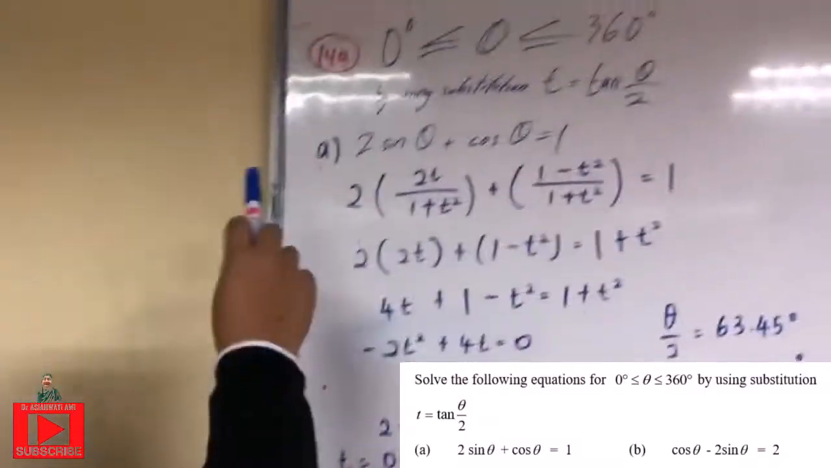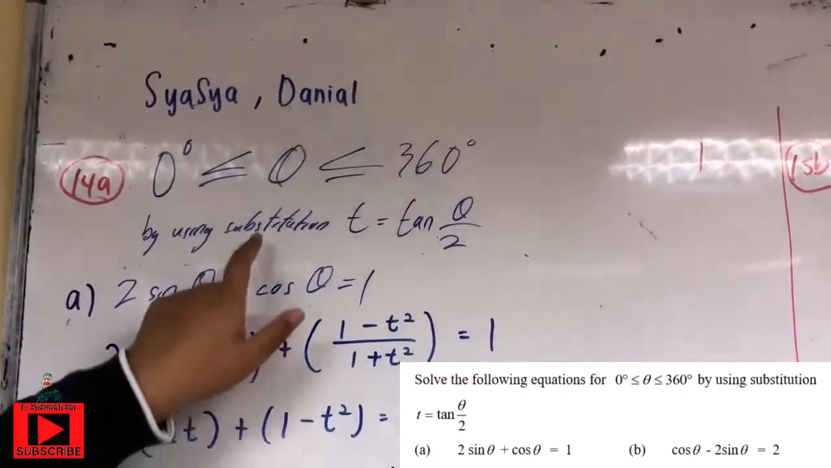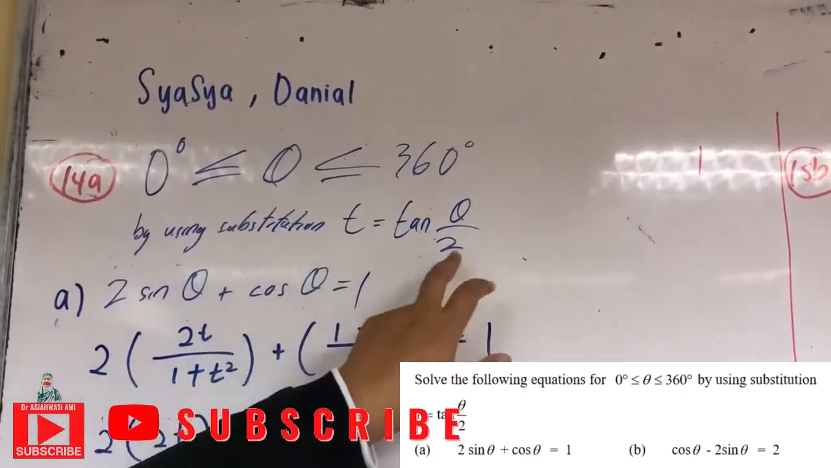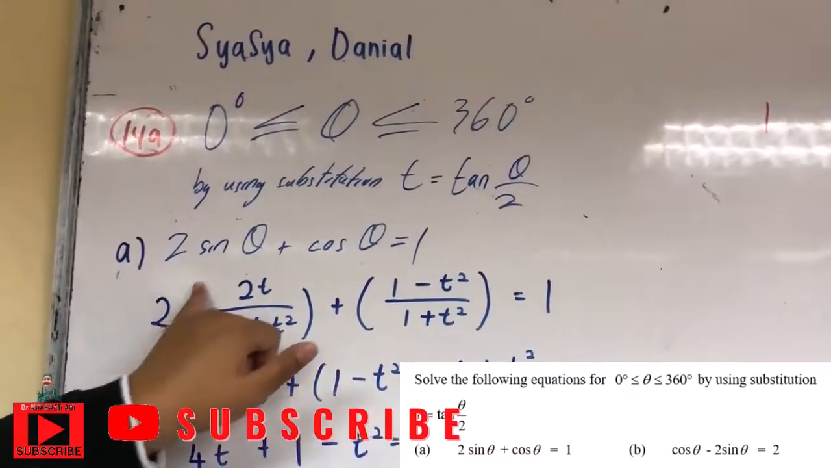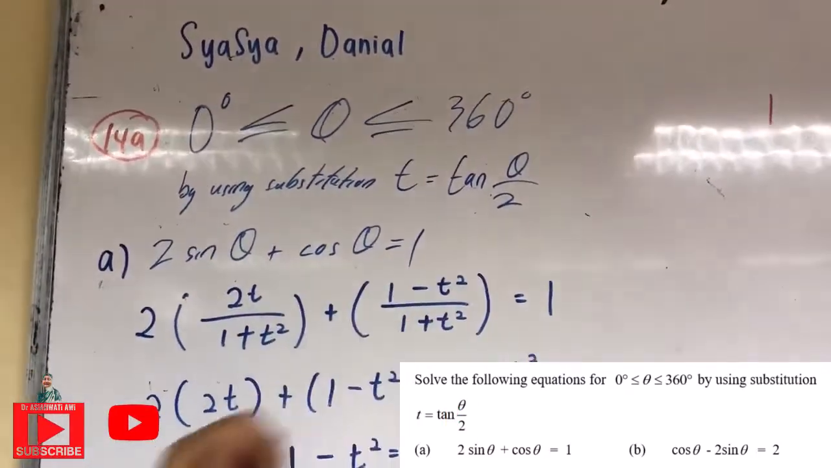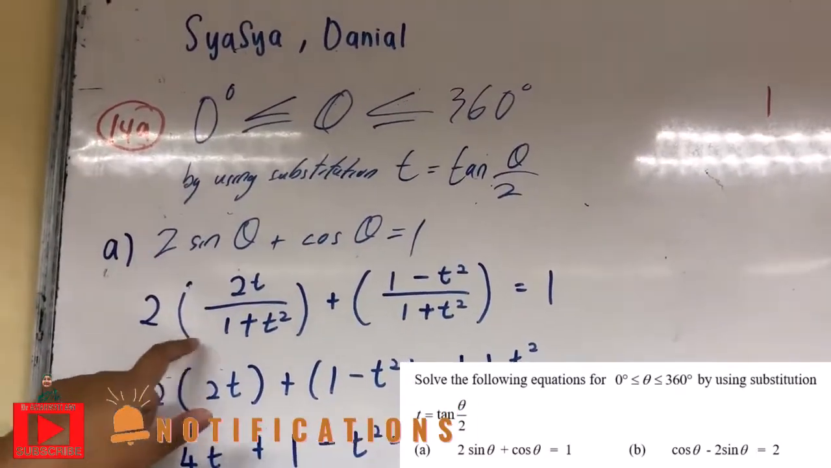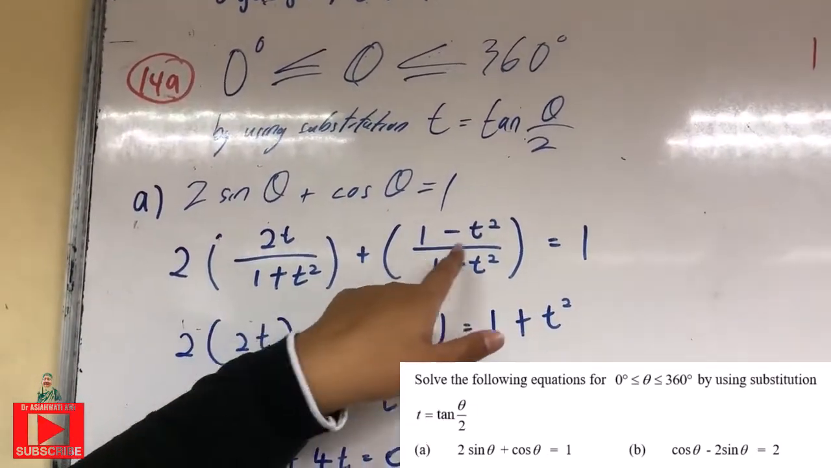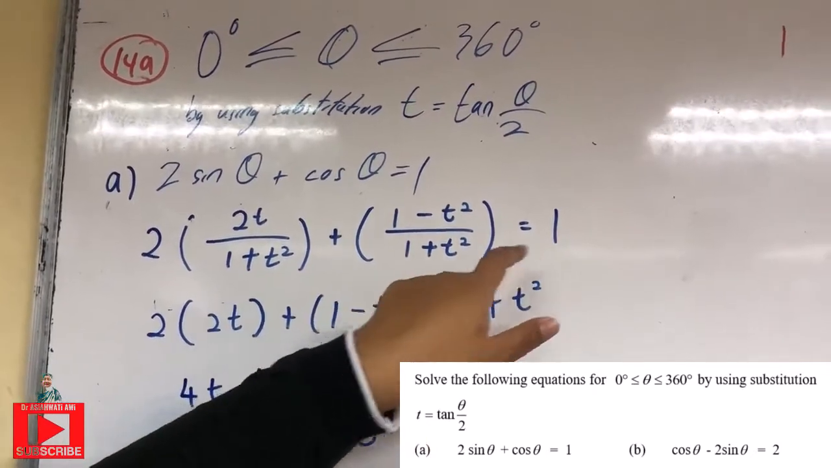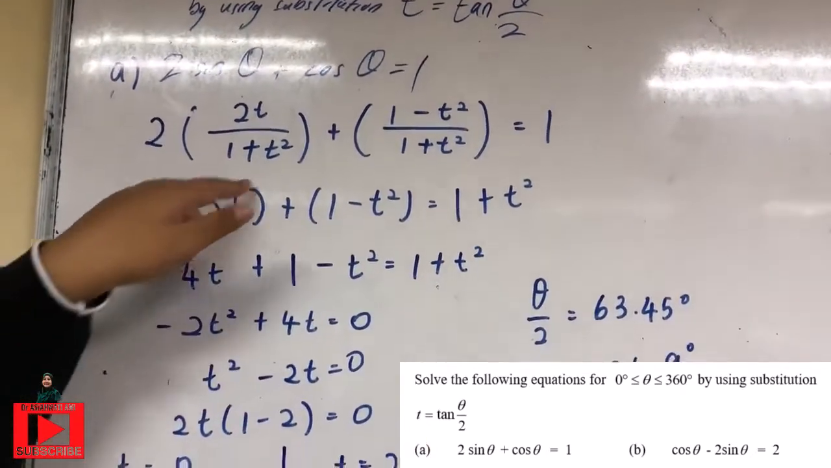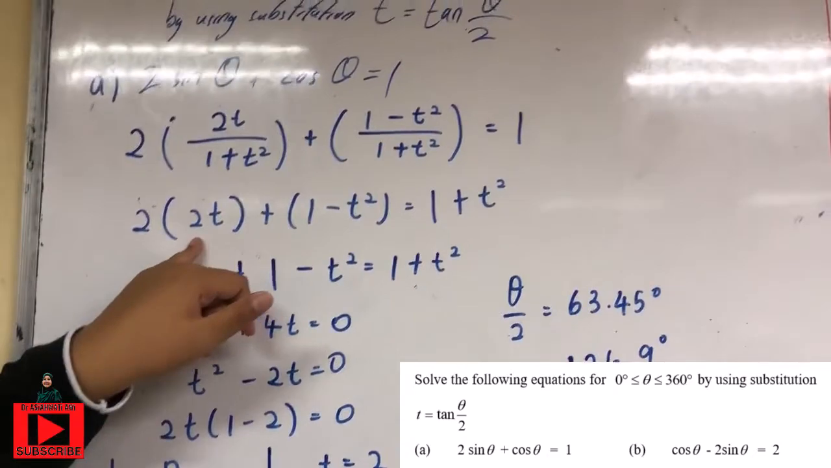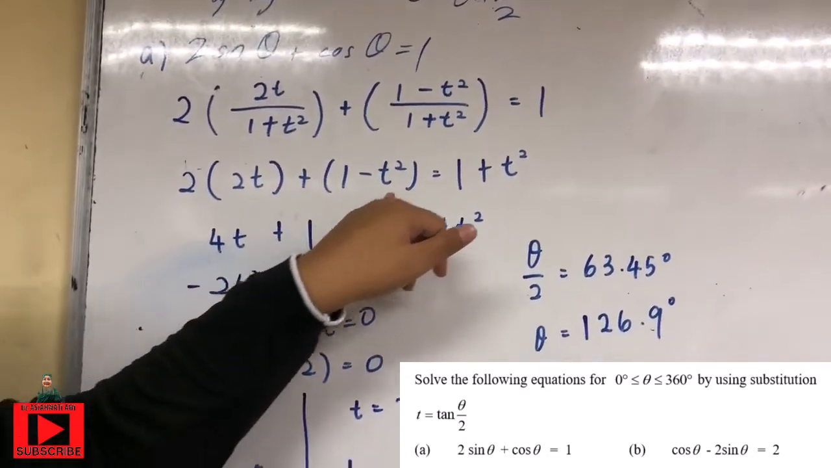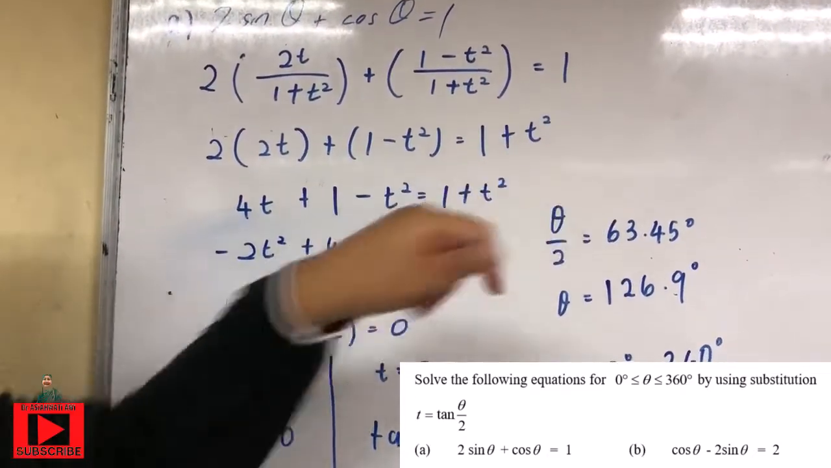Okay, so question 14A. Describe by using substitution t equals to tan theta over 2. Find 2 sin theta plus cos theta equals to 1. So yang ni kita boleh tukar 2 times 2t over 1 plus t squared plus 1 minus t squared over 1 plus t squared equals to 1. So ni kita boleh bawa ke sebelah. So 2 times 2t tambah 1 minus t squared equals to 1 plus t squared.